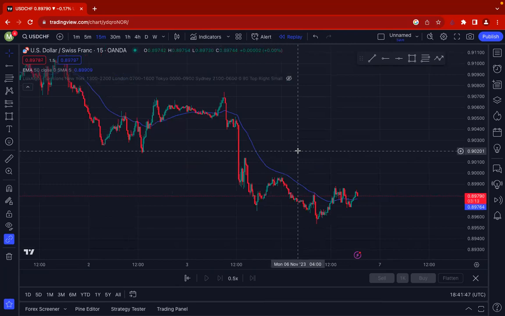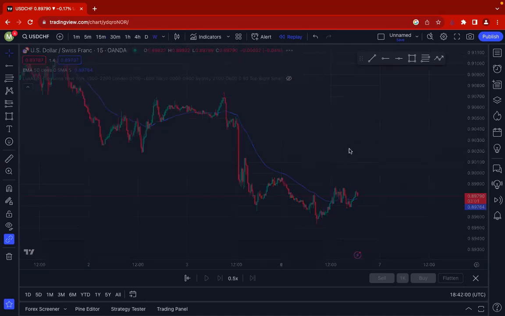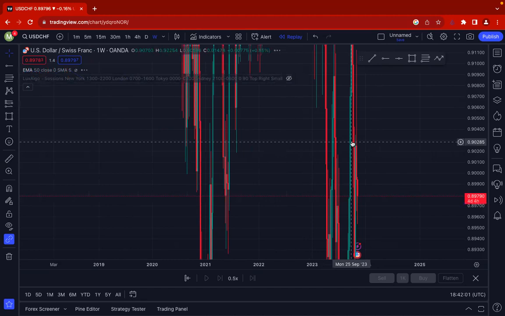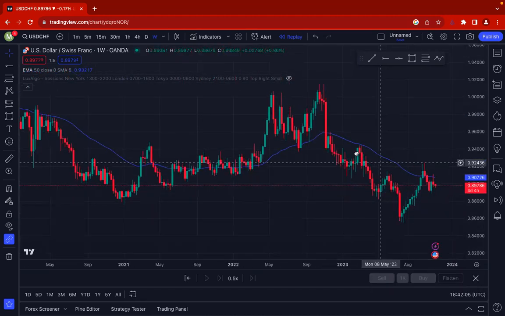Go to the higher time frame. Remember, the higher the time frame, the stronger the direction that it's giving you, and the more probability that it will move towards that direction. So I'll go to the weekly time frame just to see an overview of what USD CHF is doing in the weekly time frame.